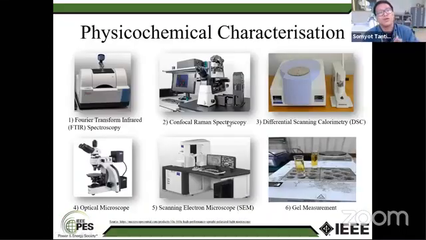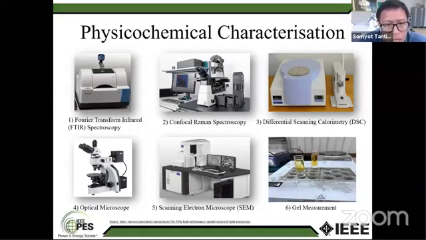So we go to the characterization techniques. These are the techniques that I use to analyze the chemical and physical changes of the polymers. Number one is Fourier transform infrared, FTIR, spectroscopy. I use it to find the chemical compositions in the aged polyethylene.